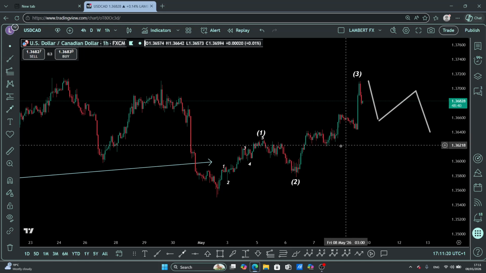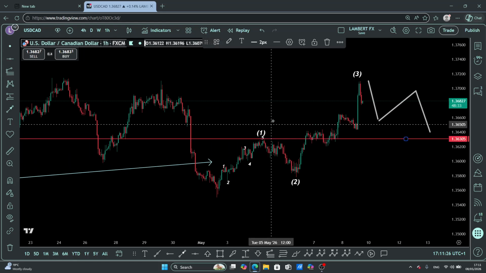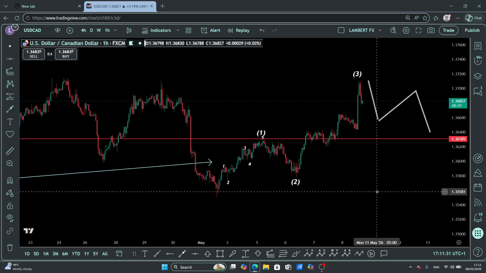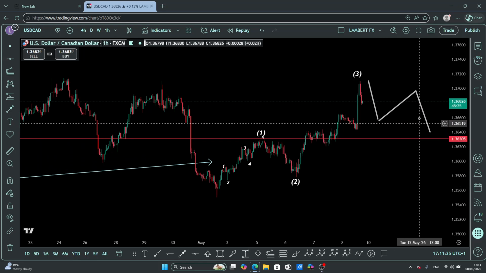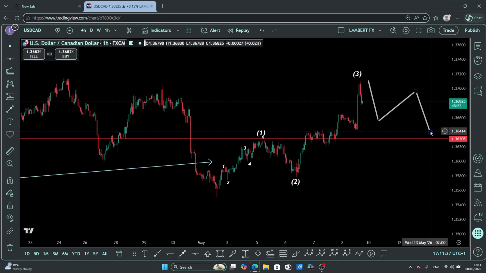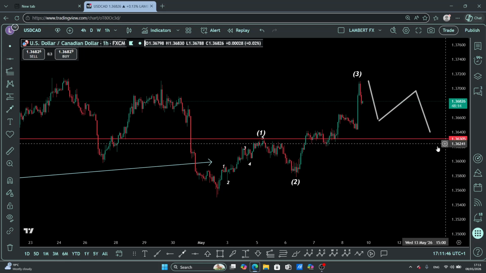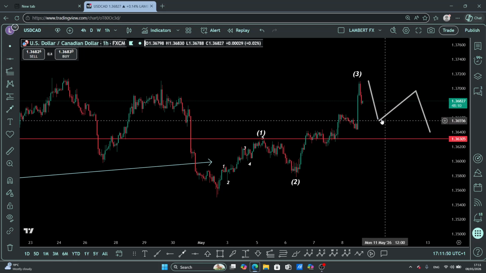So this 4 should not trade anywhere near, I just put a straight line, 1.36300. So if you're looking to go long, put your stops below this 1.36300. But we're not talking about the leg 4. We'll leave the leg 4 for now.